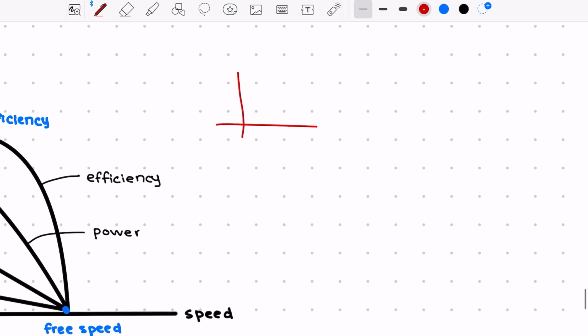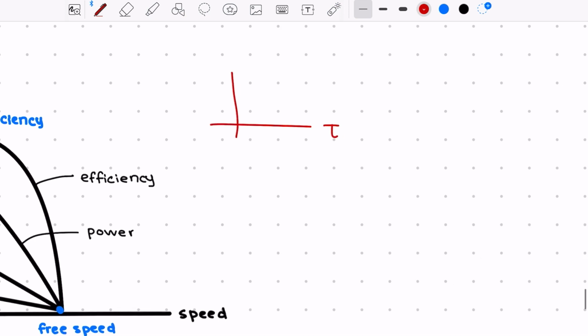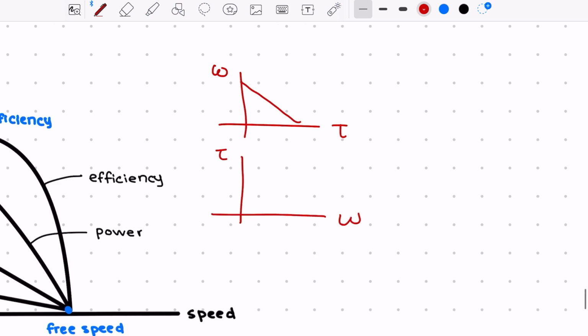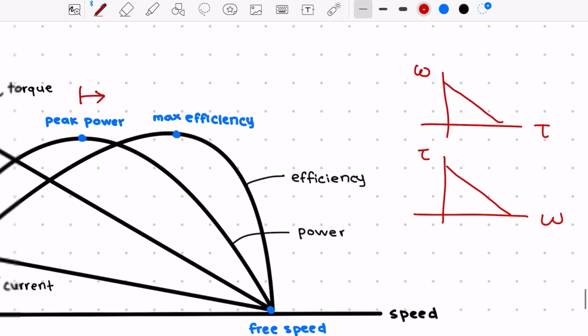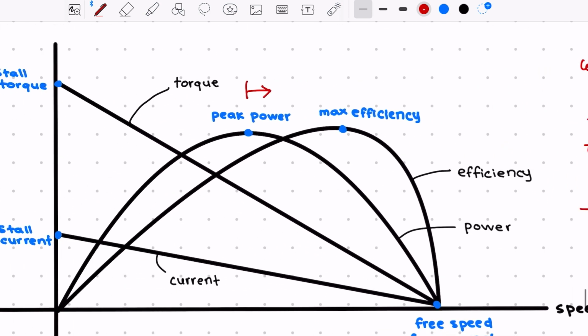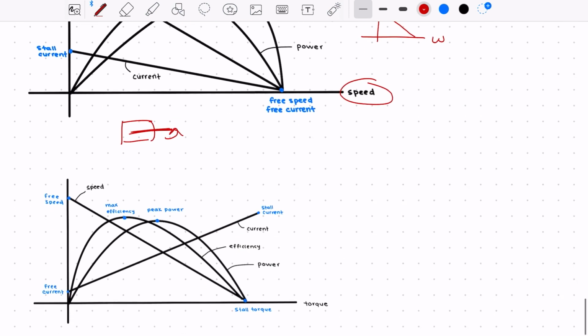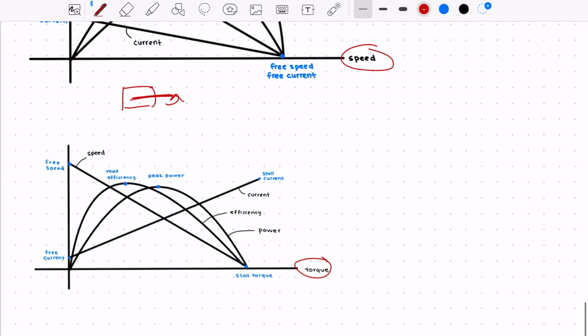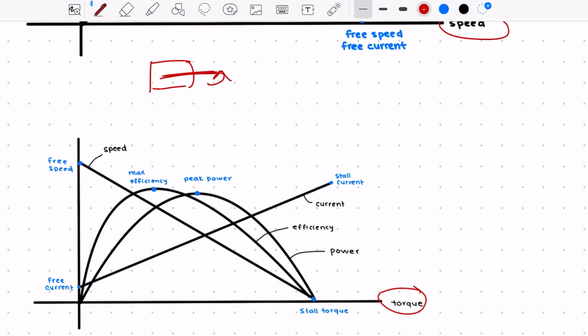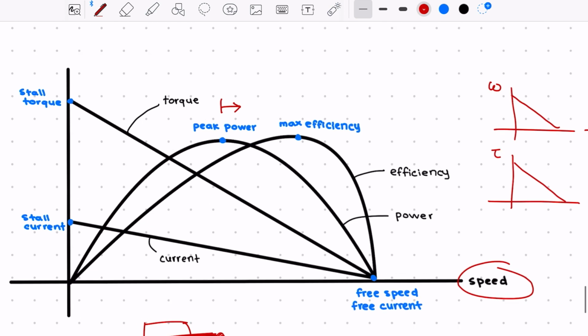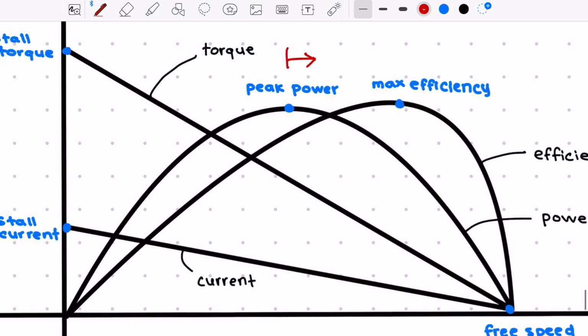Really quick before I go back to peak power, I hope you know this by now, but torque and speed are inversely proportional, so that is what their relationship looks like. And that is important just because this graph has speed as the independent, but some graphs have torque, and so that obviously changes the location of some of these values, and you should keep that in mind. But back to peak power.